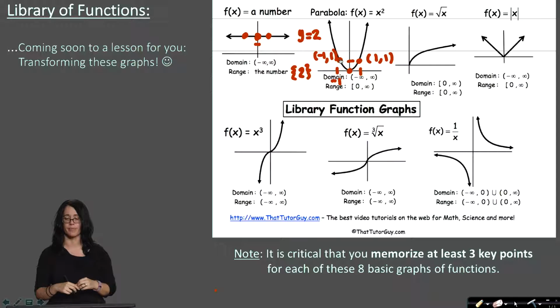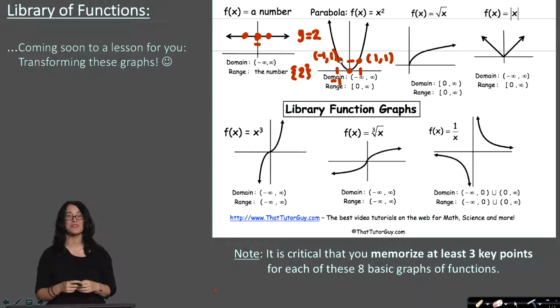Y equals x squared. Domain, any x value, right? Because you can square a negative or a positive x value. So domain is still -infinity to infinity, and the range actually does have a cutoff, doesn't it? Your range starts at 0 for y and goes all the way up toward infinity. So we'd say bracket 0, infinity.